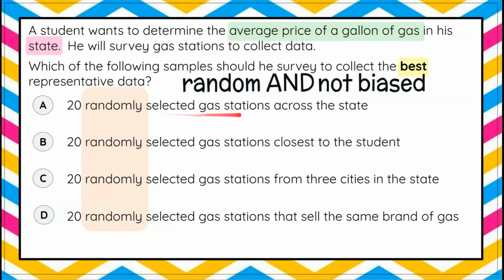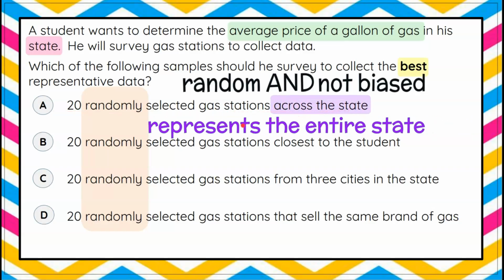So when I look at choice A, I see that it represents gas stations across the state. That seemingly represents the entire state and it's random. So I'm going to keep that as a possibility.